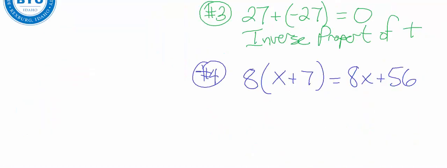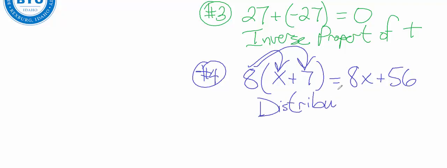Here's the next property. 8 open parenthesis x plus 7 close parenthesis equals 8x plus 56. Pause the video now. Let's see if you can name this property. Hopefully on this one, this is a little tricky. We started with parenthesis and then no parenthesis. This is the distributive property. Notice that they took the 8 in to the parenthesis. This is the distributive property. Distributive property, aka dog pee.